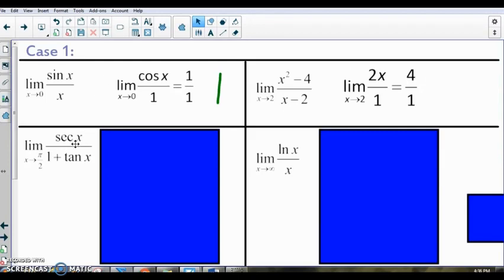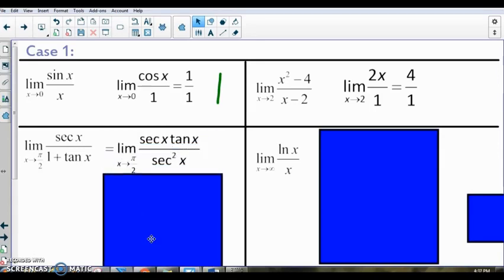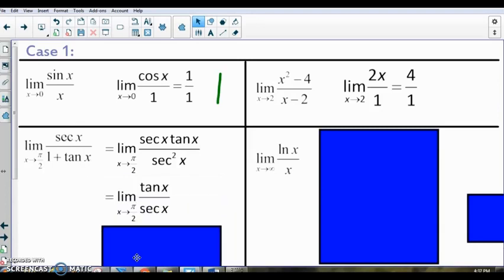Okay, this problem down here, the limit as you approach pi over 2 of secant x over 1 plus tangent x, back in the day, you would have tried to do something with some sort of trig manipulation where maybe you would have multiplied by secant or 1 minus tangent or something like that. But now all you have to do is use L'Hopital's rule. So you take the derivative of the numerator and the derivative of the denominator. So the derivative of secant is secant x tangent x. And the derivative of 1 is 0, and the derivative of tangent is secant squared. Cancel out the secants, and you have tangent over secant.